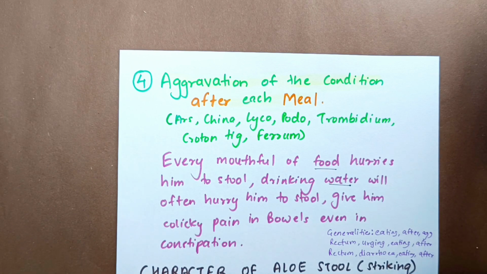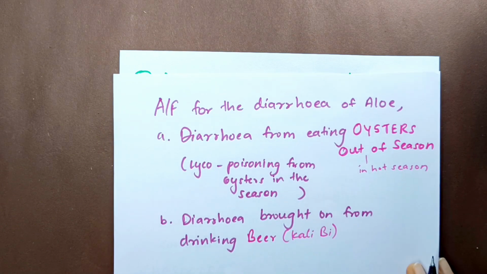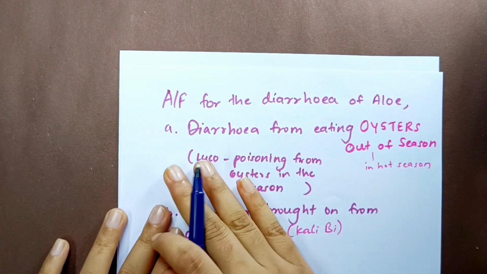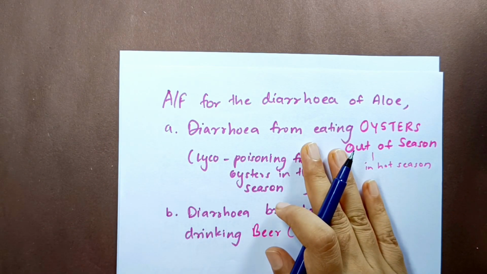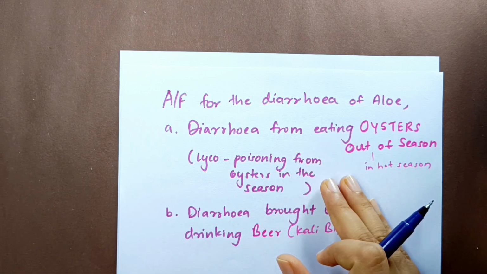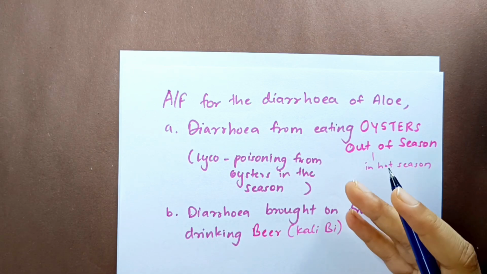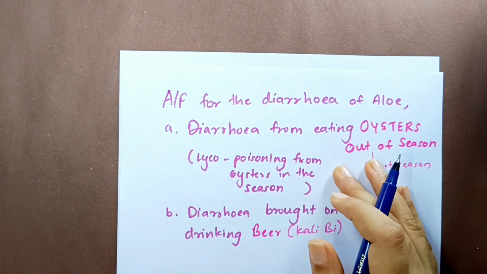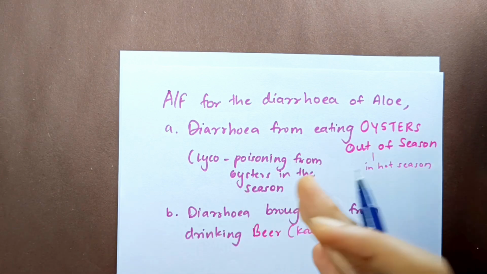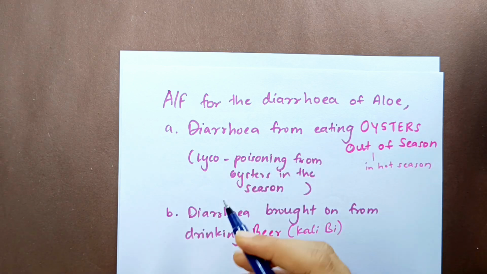Since now we're talking on the topic of food, let's also discuss the ailments from which the diarrhea of aloe arises. This is what Dr. Kent mentions: the diarrhea in these patients is from eating oysters out of season, or in hot season. We all know that Lyco has poisoning from oysters, right? Lyco is very famous for this oyster aggravation. Whenever they eat oysters, they have some kind of complaint after that. That we know about Lycopodium.